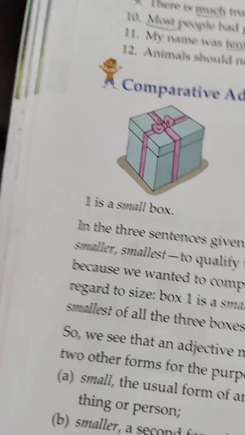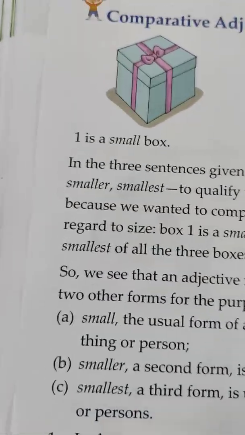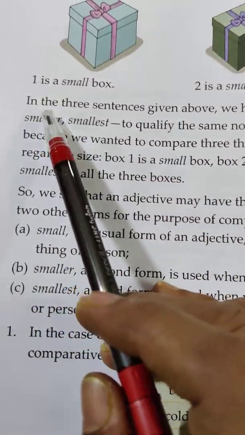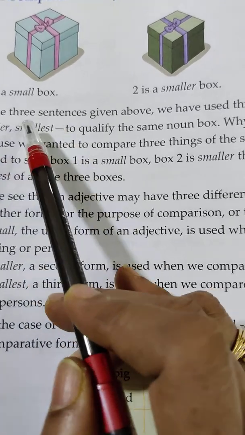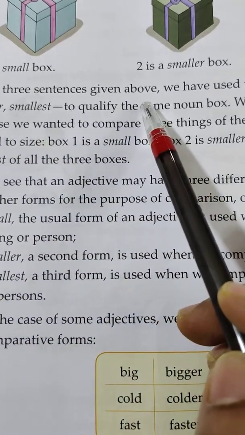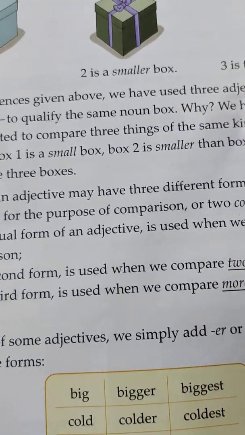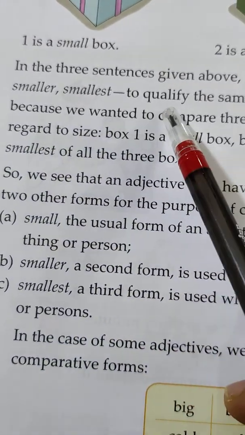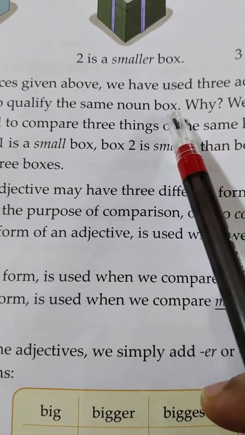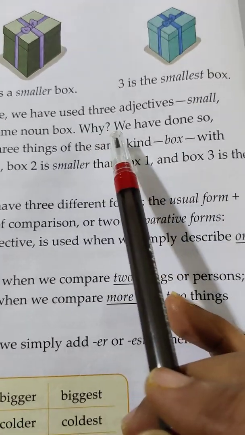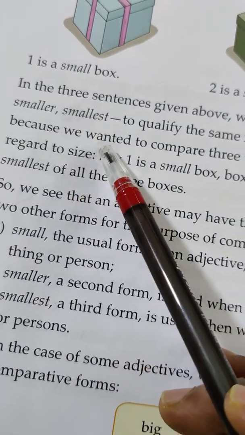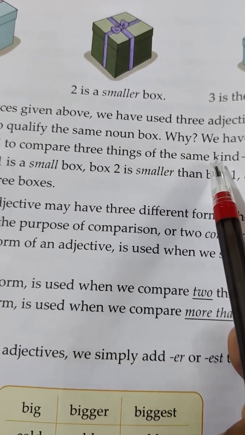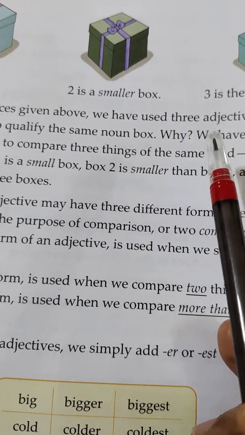Okay. Open page number 66. See. In the three sentences given above, we have used 3 adjectives: small, smaller, smallest, to qualify the same noun, which is box. Why have we done this? Because we wanted to compare 3 things of the same kind. Follow? Why are there small, smaller, smallest?